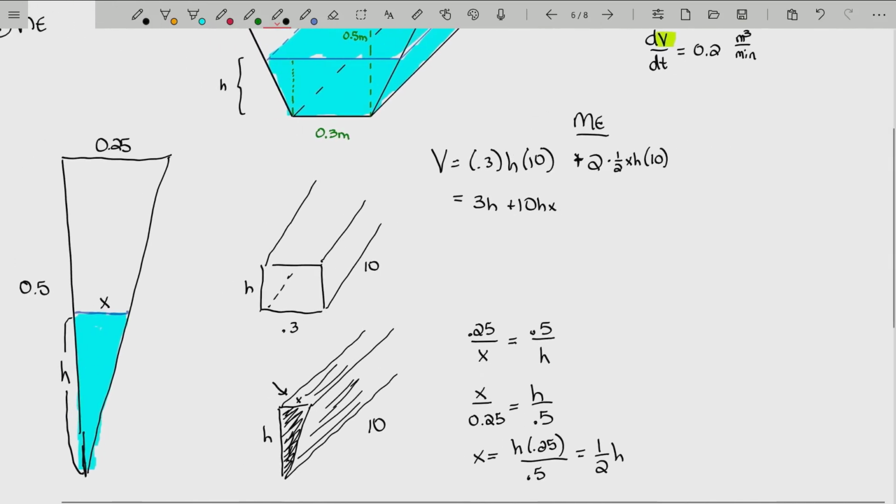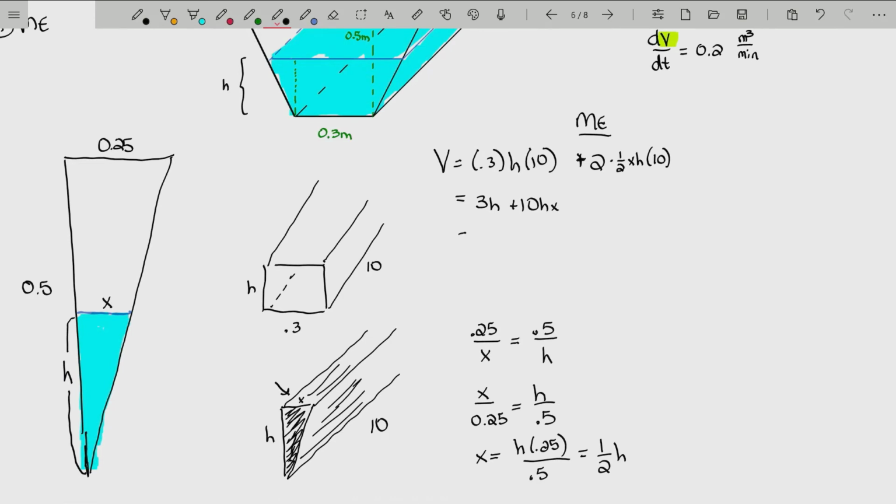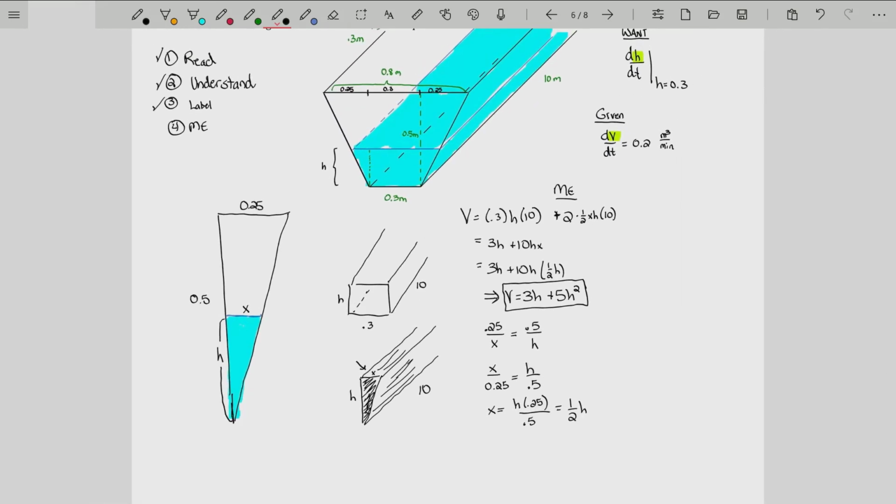So there is a little extra work with this master equation, but once you get it, this is 3h plus 10h times 1/2 h, or in other words, our volume is equal to 3h plus 5h squared. I'll box that up. That's the hardest master equation that we've had. But it goes to show that a good drawing helps out quite a bit, and similar triangles, which are going to exist in Calc 2, you've got to get to know those, or remember those, actually. You already know them, you just have to remember them, that's all.